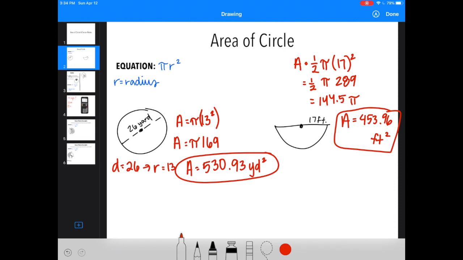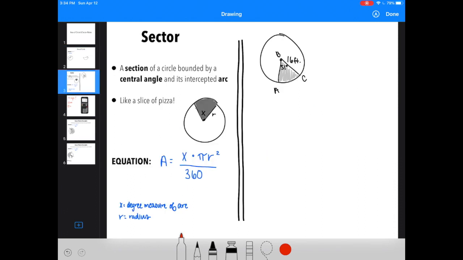All right, so let's look at a sector. What is a sector? A sector is commonly referred to as a pizza slice. It's a section of that circle bounded by a central angle, or however much measure that section's taking up. It's that inner angle where the tip of your pizza slice is, and its intercepted arc. The arc is going to be where your pizza crust is.